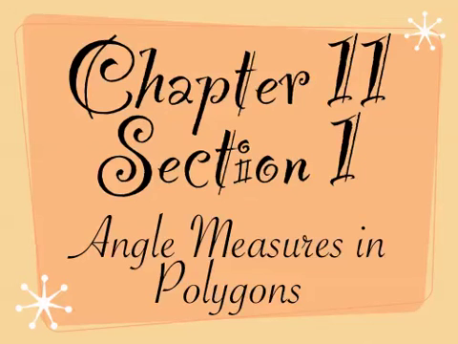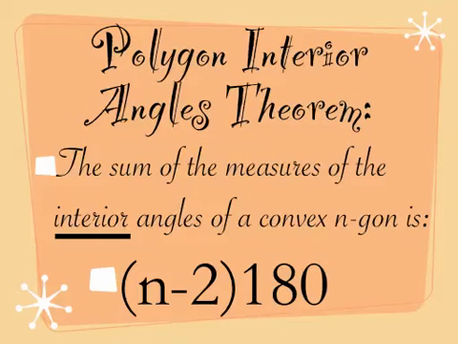Chapter 11, Section 1, Angle Measures in Polygons. The polygon interior angles theorem says that the sum of the measures of the interior angles of a convex polygon is (n minus 2) times 180, where n is the number of sides.